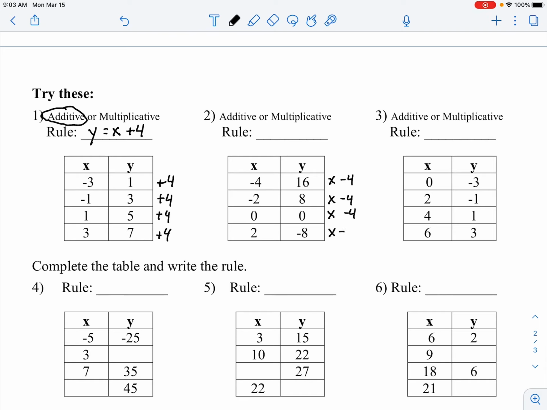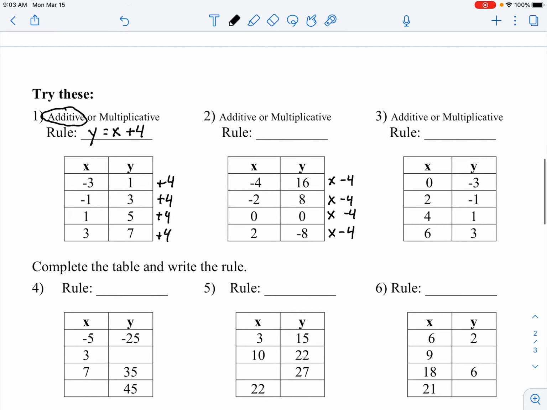And getting from 2 to -8, we are timesing by -4. So this is obviously multiplicative because we're multiplying to get to our y value from our x value. And our rule is, well, y equals whatever we are multiplying by, in this case -4, times x. And we get our y values by using that rule.